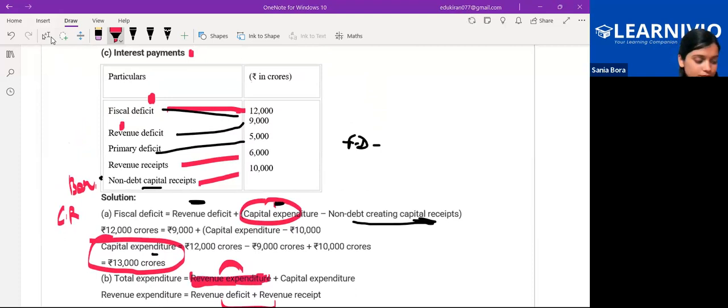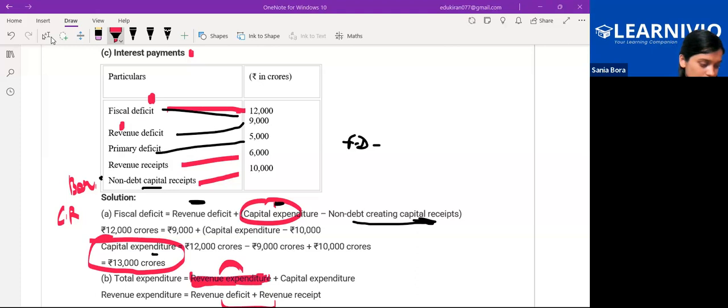This is a little confusing. How will you do it? Once we are done with this, you will practice it again. If the examiner wants to set a difficult paper, then he gives this type of question. Total expenditure is equal to revenue expenditure plus capital expenditure. Revenue expenditure is not given, so we have to find this.